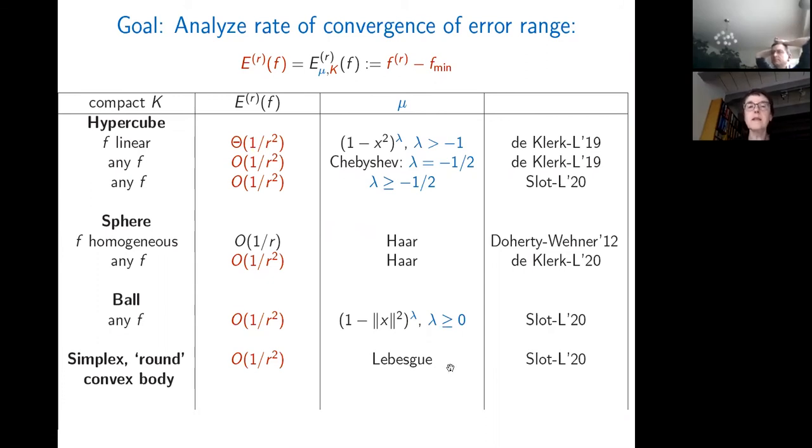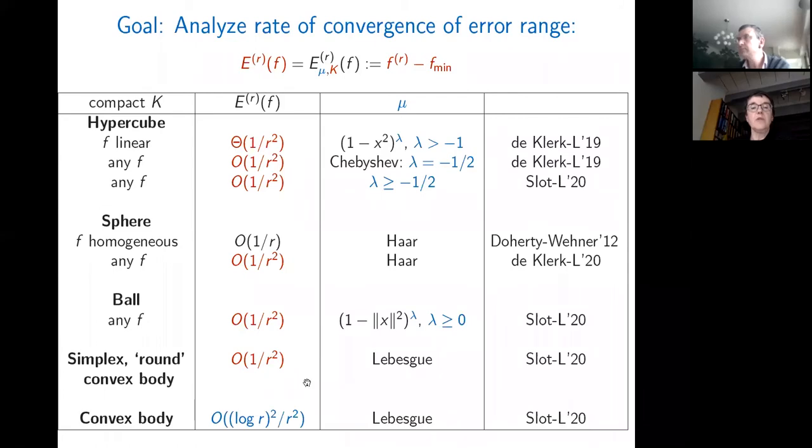And in all these cases, we see that we can show the same convergence rate in 1/r², so quadratic in R. And finally, you may wonder, what about general convex bodies? So for general convex bodies equipped with a Lebesgue measure, then actually we can show almost 1/r², but we have this logarithmic factor, log r². So it's probably not the best answer, but it's almost the best answer.